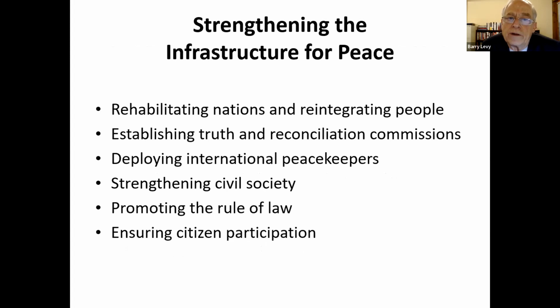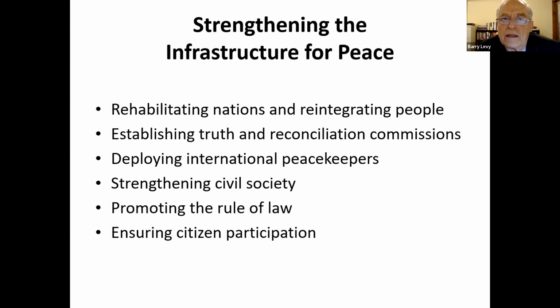And it's important to strengthen the infrastructure for peace before war occurs, but certainly in the aftermath of war as well, to rebuild nations and reintegrate people, establishing truth and reconciliation commissions, deploying international peacekeepers, strengthening civil society, promoting the rule of law, and ensuring citizen participation. And a brief note to say that we must not forget that there's a lot of evidence to show that when women participate in the strengthening of the infrastructure of peace and building peace after conflict, it's more likely that peace will be sustainable.